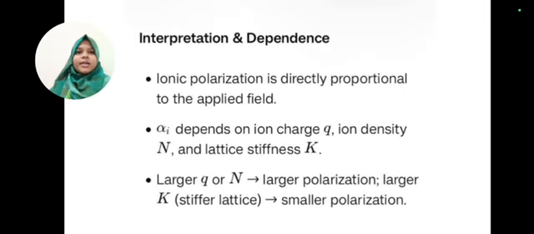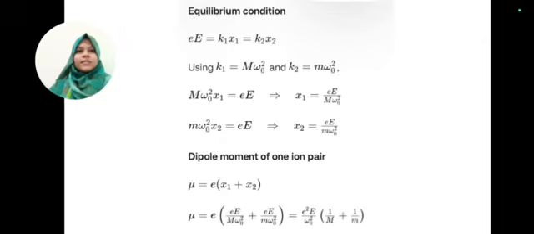Interpretation and dependence. Ionic polarization is directly proportional to the applied field. Alpha I depends on ion charge Q, ion density N and lattice stiffness K. Larger Q or N tends to larger polarization. Larger K, a stiffer lattice, tends to smaller polarization.